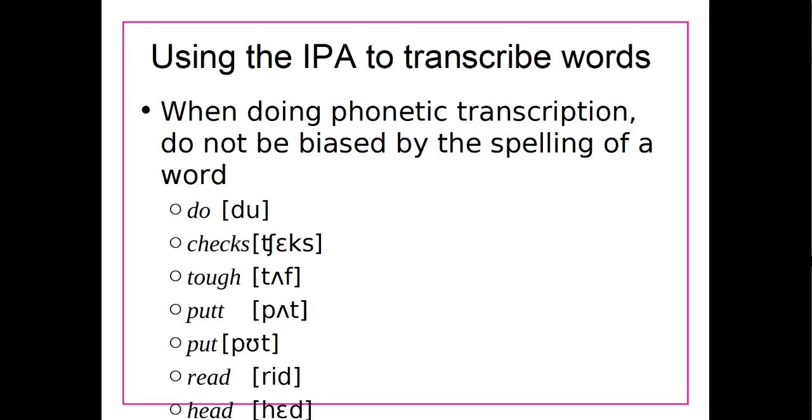With the IPA, it's really important to make sure that you are trying not to be biased by how a word is spelled in English. So here we have the English word do, spelled D-O. Here we have the IPA transcription of it, using the English symbol D and the English symbol U. If you recall from the previous lectures, the D makes a D sound and the U makes an U sound. So that's D, U, or do.